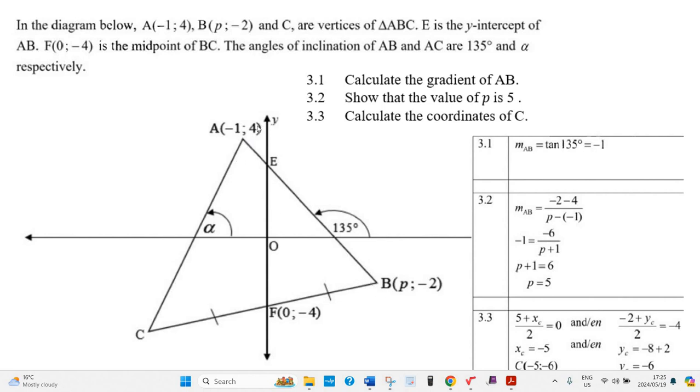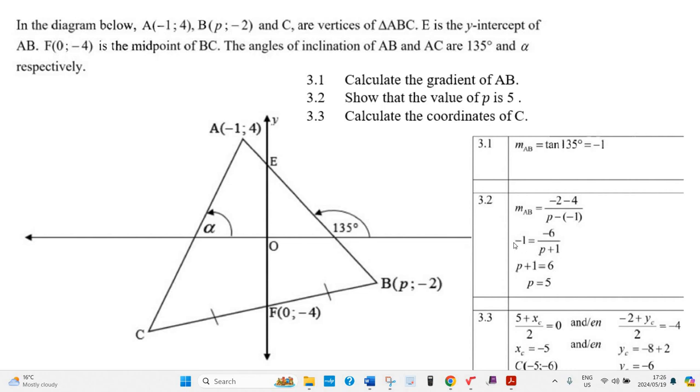If we use the gradient formula, 4 minus -2, or we can do it the way the memo did, go -2 minus 4 over P plus 1. -2 minus 4 is -6 over P plus 1. It's got to equal the gradient of -1. Well, what could we do now? We could multiply P plus 1 times -1.